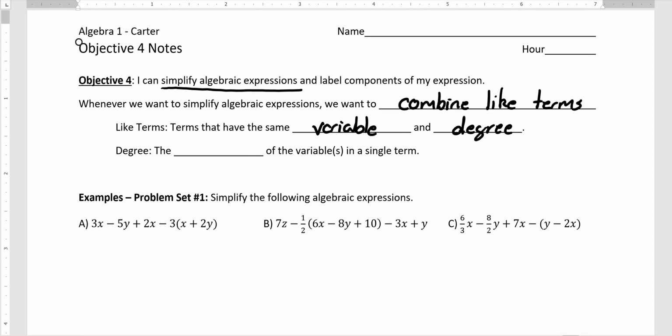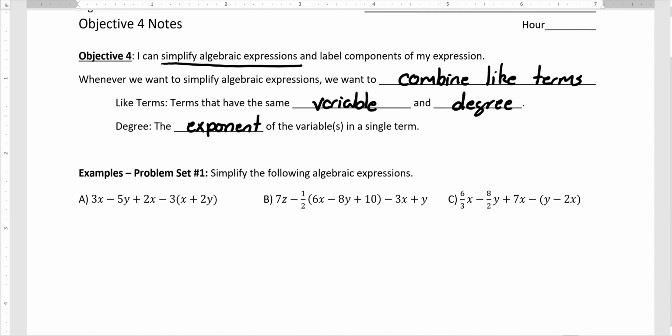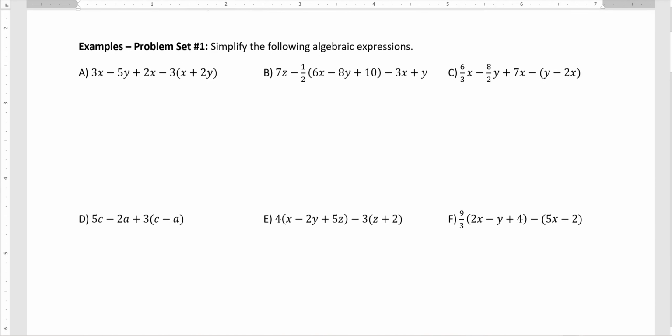Now, what is the degree? The degree is the exponent of the variables in a single term. So when we're combining these, we're looking for terms that have the same variables, and if they have exponents, variables with the same exponents as well. For today, mostly we'll just be looking at variables. I don't think we'll get into degree too much, but it's important to know as we move forward. So let's look at some problems where we're going to combine some like terms and simplify these expressions.